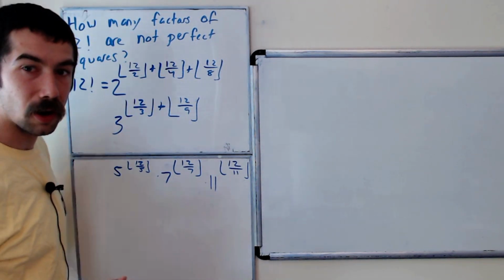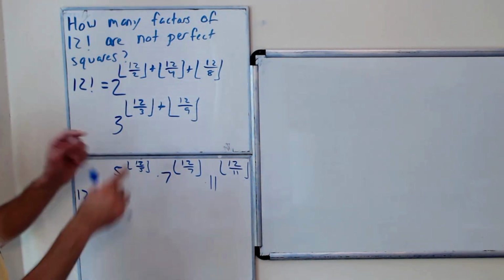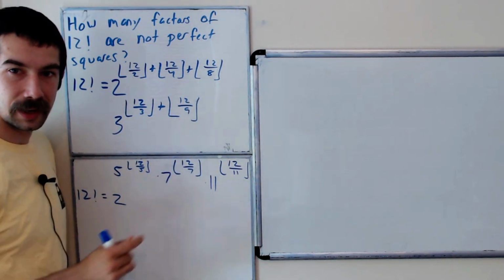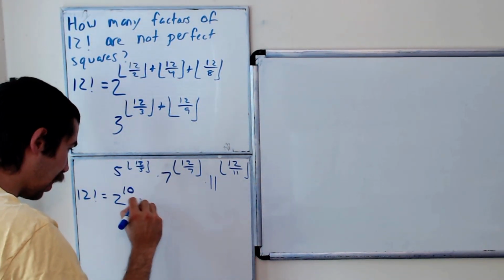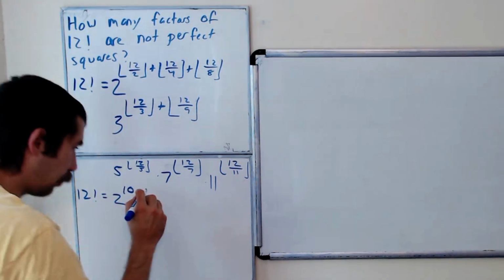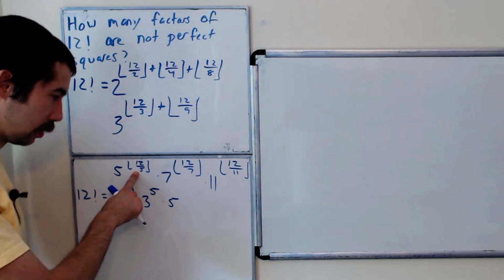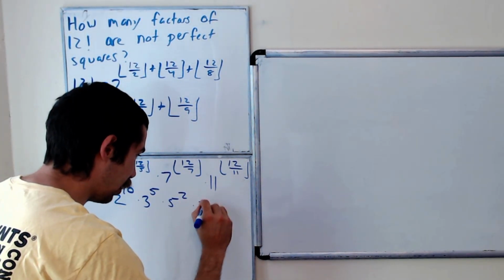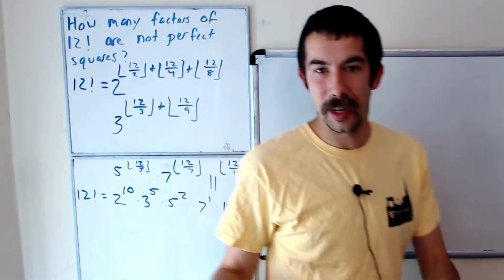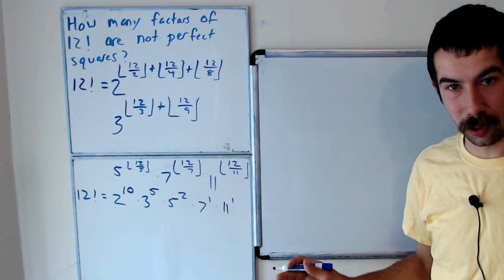Okay. So putting this all together, 12 factorial is equal to 2 to the 6 plus 3 plus 1, which is the 10th power, times 3 to the 4 plus 1, which is the 5th power, times 5 to the 2, times 7 to the first, times 11 to the first. Okay, why did we do that? Now it's going to be easy to count the total number of factors of 12 factorial.